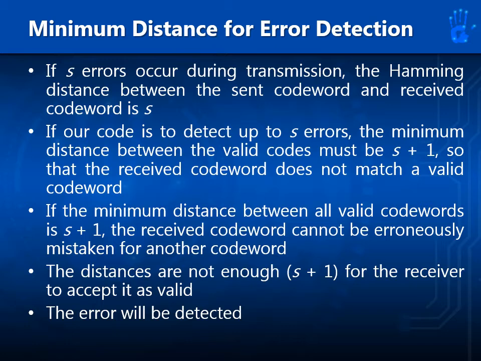If the minimum distance between all valid code words is S plus 1, the received code word cannot be erroneously mistaken for another code word. The distance is not enough, S plus 1, for the receiver to accept it as valid. The error will be detected.